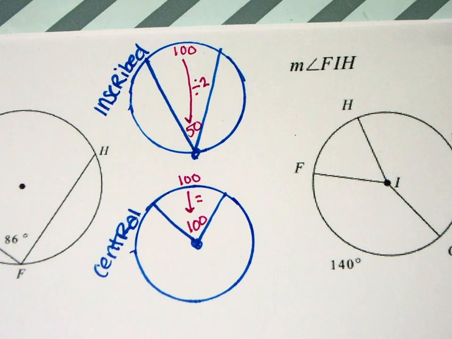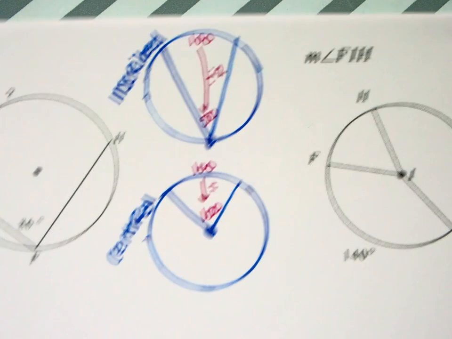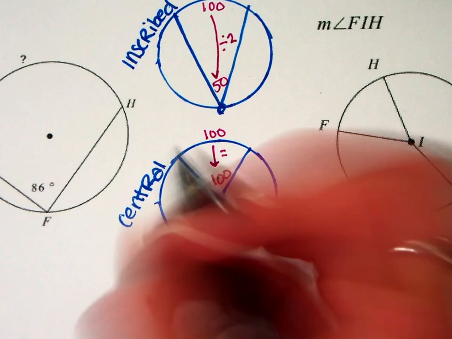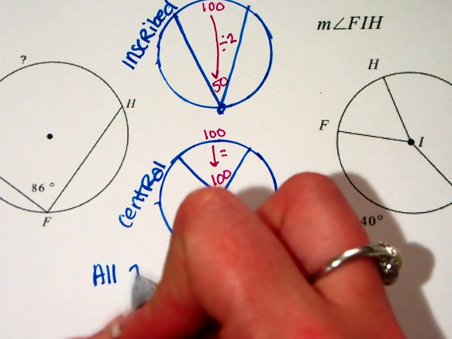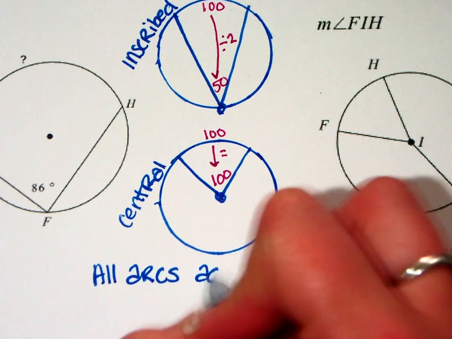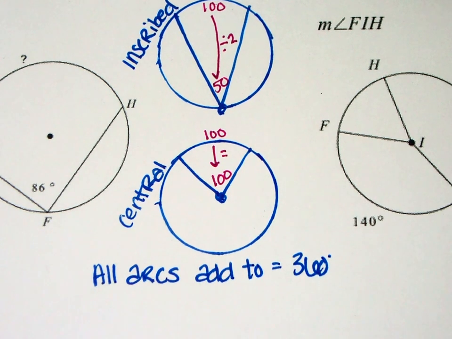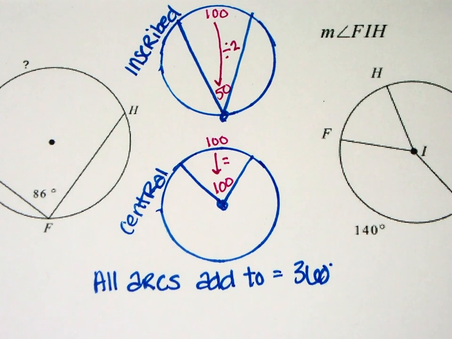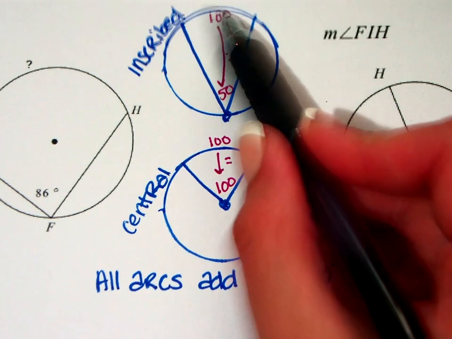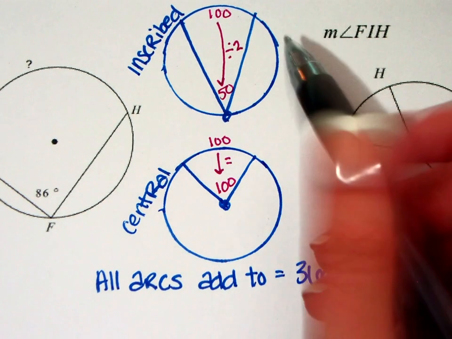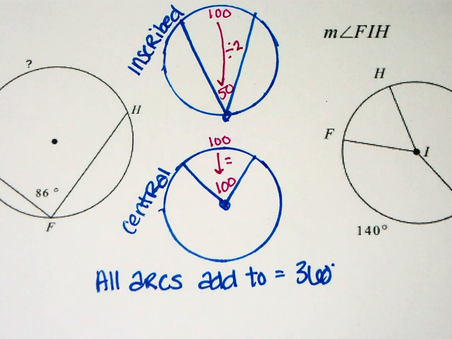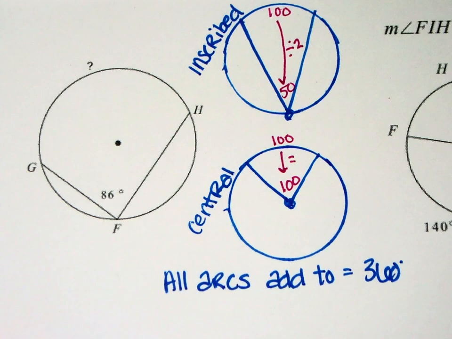Another thing that we need to make sure we remember: all arcs add up to 360 degrees. That's a very important piece of information. When I add each piece of my arcs together, all of them need to add up to 360. So let's go ahead and try the first problem.